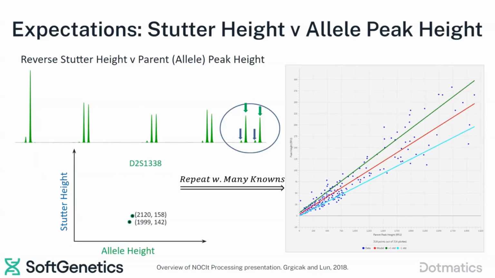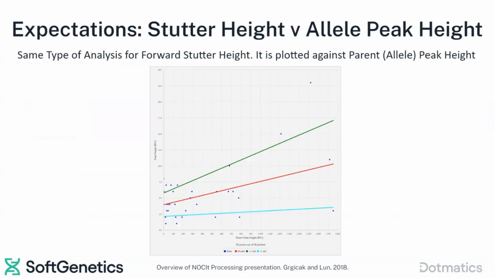Another thing the software needs to account for is stutter. And since the lab provides the expected genotypes for the samples, NOCIt can track instances of stutter and develop a model for the stutter's expected peak heights based on the parent peak height. And yes, NOCIt does it for both forward and reverse stutter. So here's an example of the forward stutter.